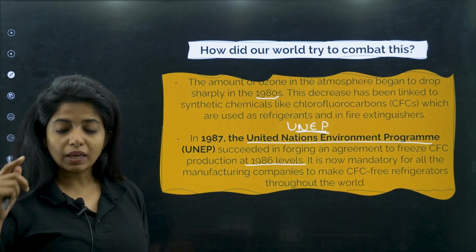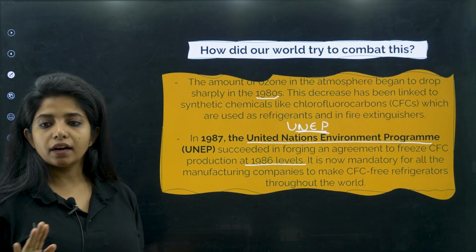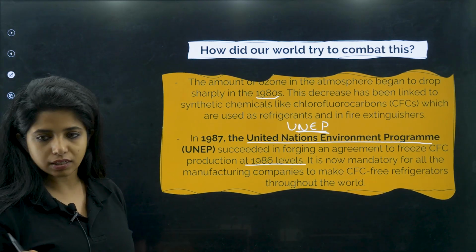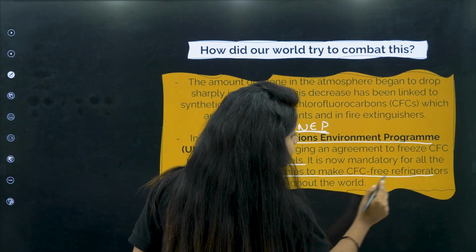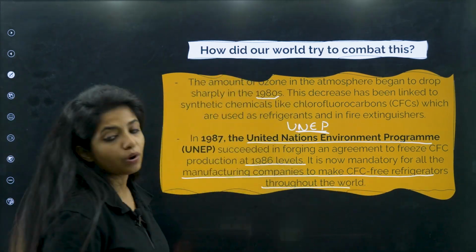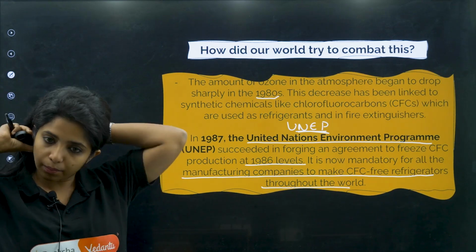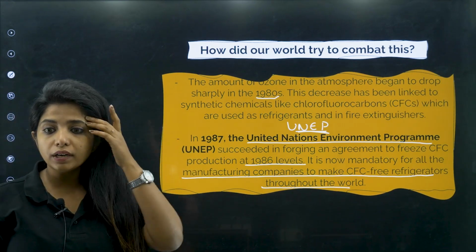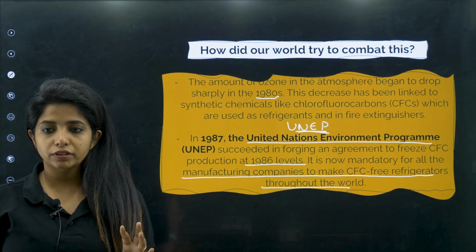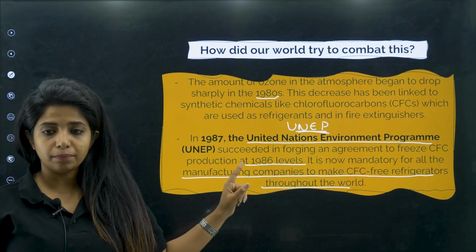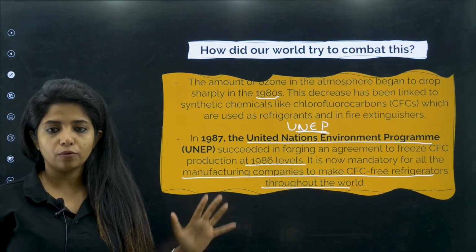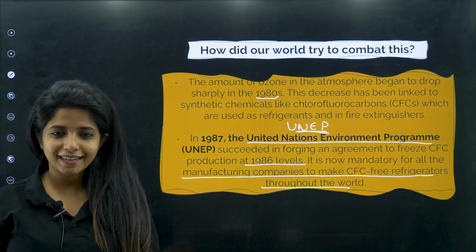They made an agreement saying that we have to freeze the production of what? CFCs. It is now mandatory for all the manufacturing companies to make CFC free refrigerators throughout the world. So, it is mandatory for the companies out there to make CFC free refrigerators. So, in 1987 it was done by UNEP, that is the United Nations Environment Program. I hope it is clear.